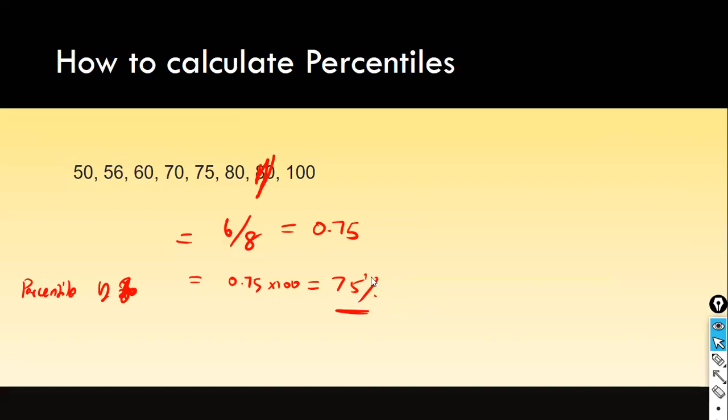75% of the values in this data set are less than or equal to 80. Let's say this is also a score, or let's say this is a sales value achieved by different people in your team. Now we want to understand what the percentile for 80 is. All these are sales values in terms of K, 50K, 56K or something like that.